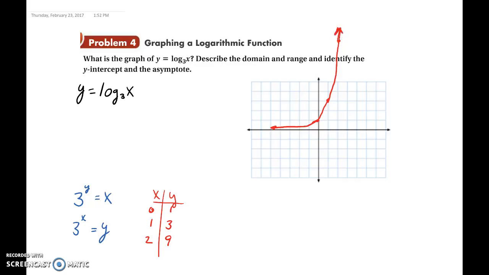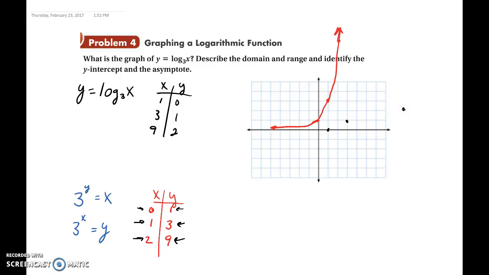For our logarithm function, our x and our y values just change. So (0, 1) becomes (1, 0). (1, 3) becomes (3, 1). And our (2, 9) becomes (9, 2). So we'll plot these points, (1, 0), (3, 1), and (9, 2). It'll be somewhere up here. All right, so there is our graph.